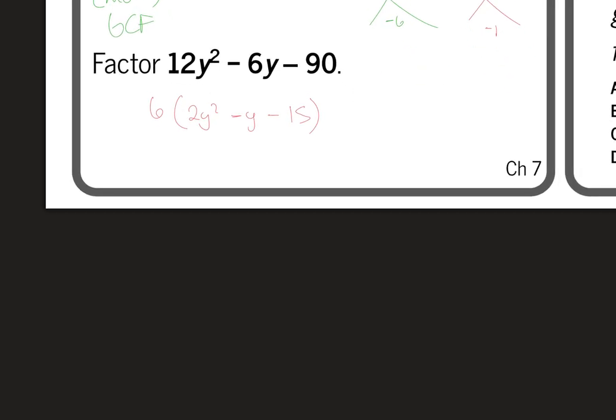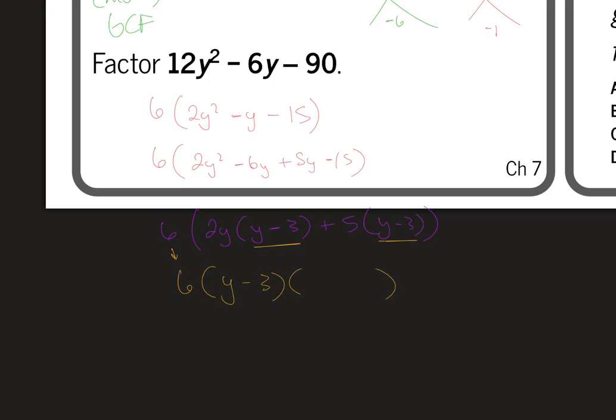So we're going to factor this by grouping. 6 is 2y squared minus 6y plus 5y minus 15. 6 is now multiplying 2y, y minus 3, plus 5, y minus 3. And here, each of them has a y minus 3. So this 6 stays, y minus 3 gets factored out, and then 2y plus 5 is left behind.